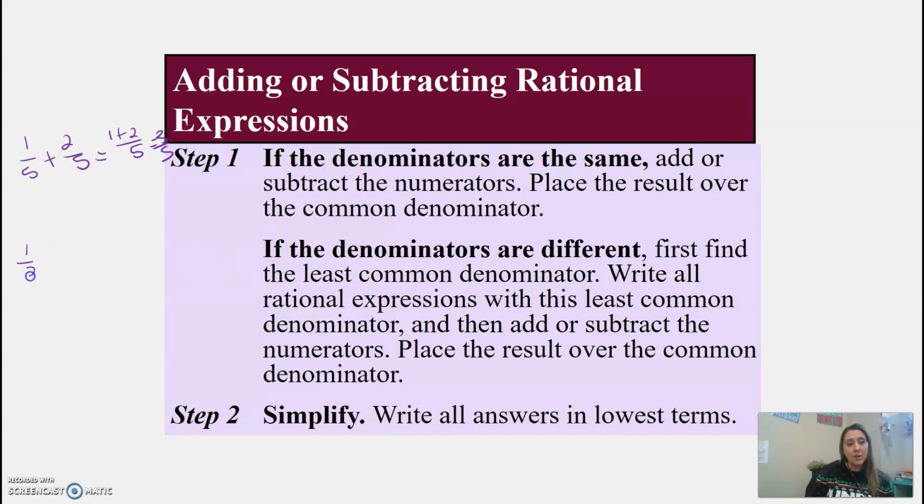If the denominators are different, then we need to find the least common denominator. So if we have 1 over 3 plus 2 over 5, we have to find the least common denominator, which is going to be 15. So if we put that over 15, I multiply this by 5 over 5, and I multiply this by 3 over 3. That's how I get to 15. So when I need them both to be 15, I end up with 5 plus 6 over 15, and the answer is 11 over 15. All right, so that's how you do it with different denominators.